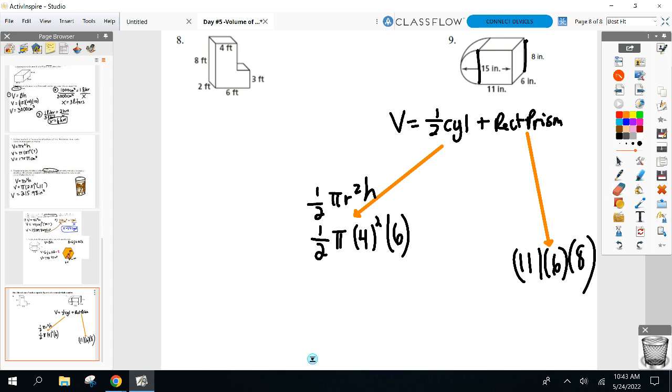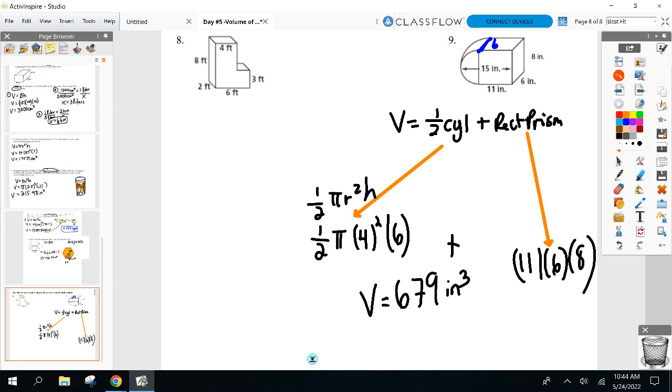How do I know the height of the cylinder is 6? Remember the definition of the height. It connects the bases, right? The edge that connects the bases, which would be that one right there. 6, 6, 6. There's your height. So add them together. Total volume, 79 cubic inches. Questions there?